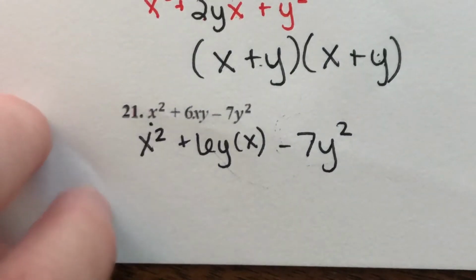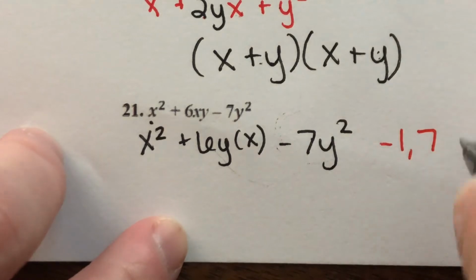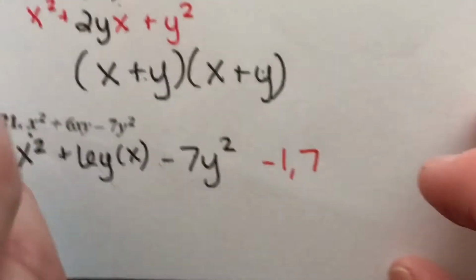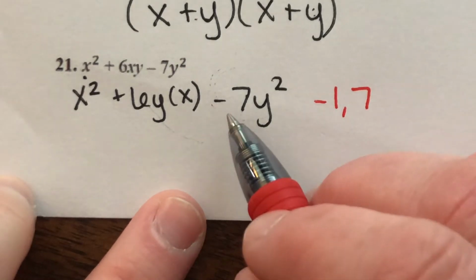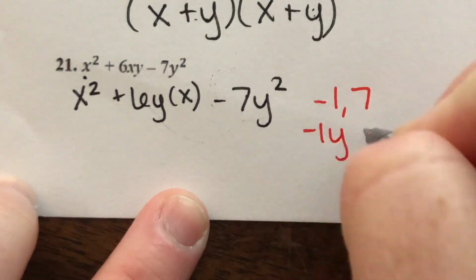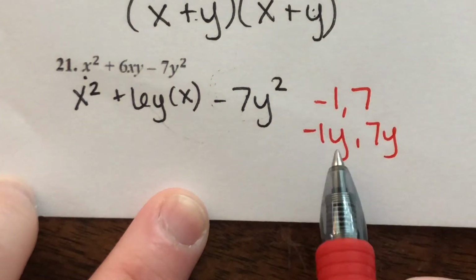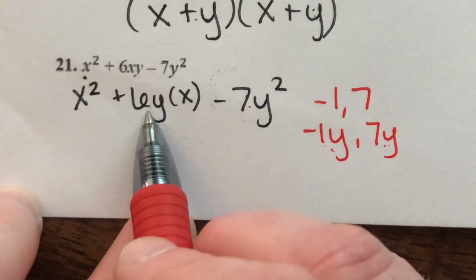What about negative 1 and positive 7? Negative 1y and positive 7y. Negative 1 times positive 7 is negative 7, right? So if I had negative 1y and 7y, if I multiply them together, I get this. If I add them together, I get this.